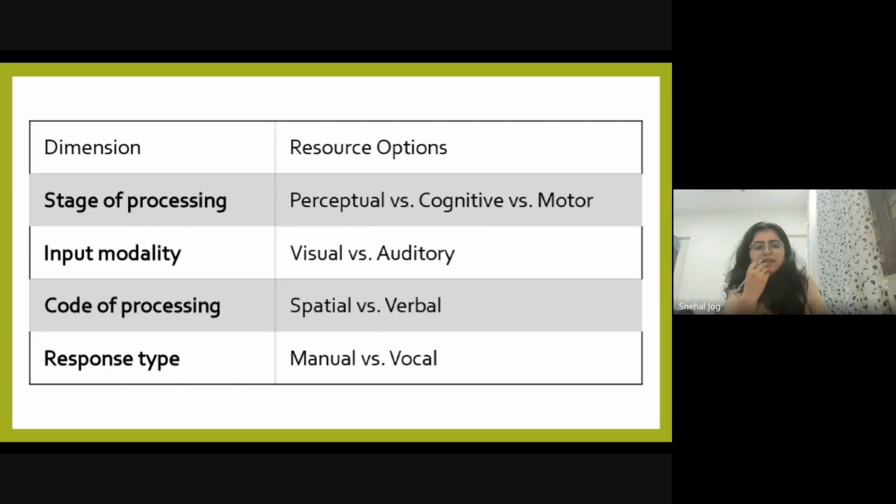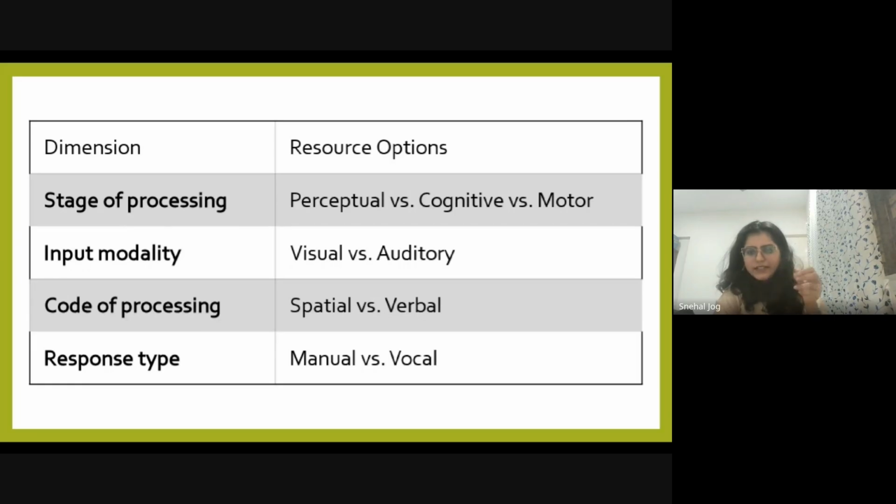Spatial code of processing would be learning to drive a car. So here, let's say you are looking at Google Maps and you're driving. The code of processing is spatial here because you have to look at the blue line. You have to understand when to take right, when to take left, right? There are words written there, but we don't really look at the words in the map, right?